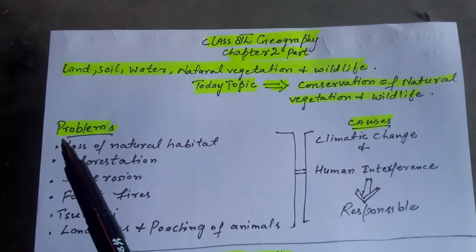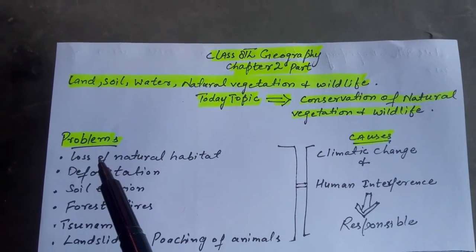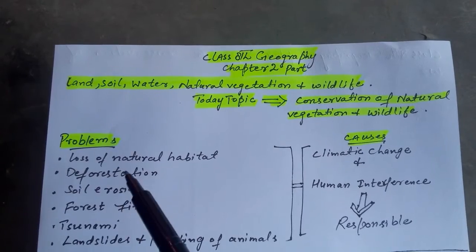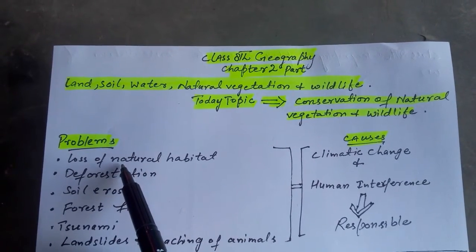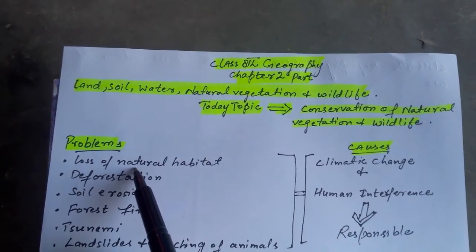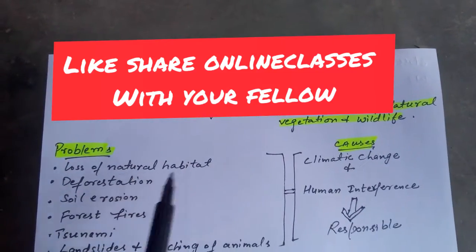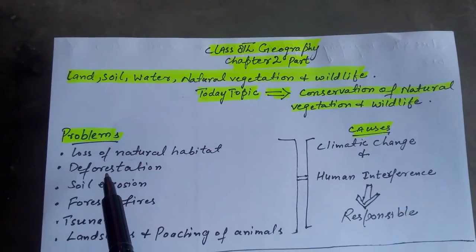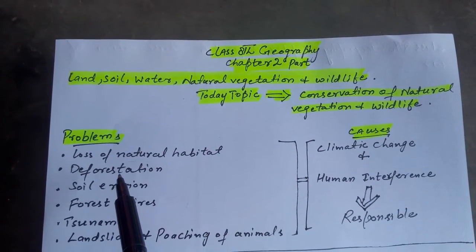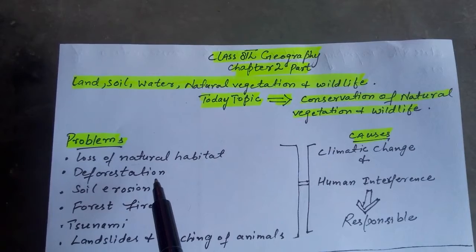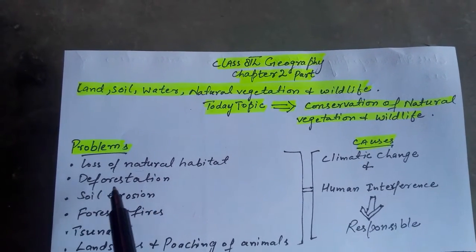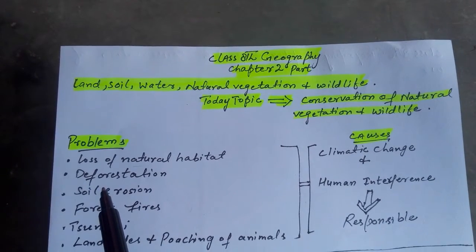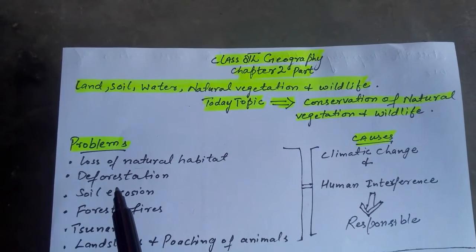There is one main issue regarding loss of natural habitat. If it goes extinct day by day, it is a major problem, as it causes the decline of natural habitat as well as wildlife and vegetation. Next one is deforestation. If forests are cut down day by day and this routine continues in the future, it is an issue and also a cause for the decline of vegetation and wildlife.